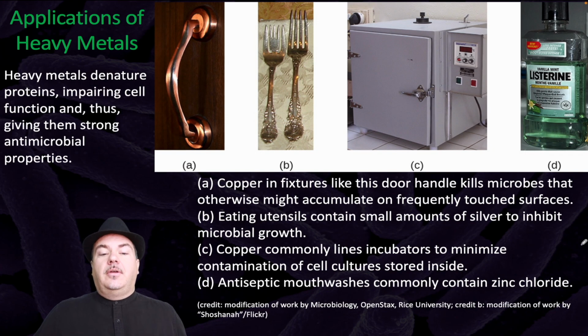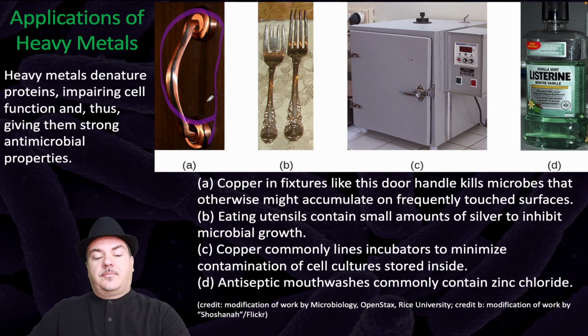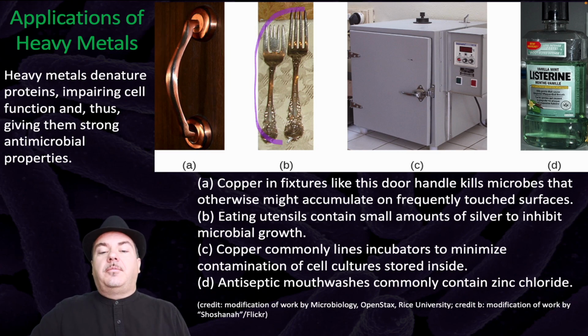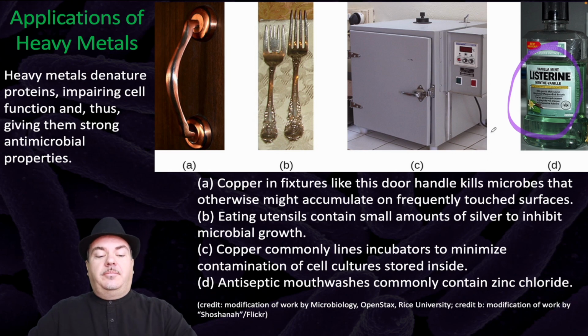So as example, we can have copper fixtures like this door handle, which can kill microbes that otherwise might accumulate on frequently touched surfaces. We can have eating utensils that contain small amounts of silver to inhibit bacterial growth. Copper often lines incubators to minimize contamination of cell culture stored inside. And antiseptic mouthwash like Listerine commonly contain zinc chloride, zinc being a heavy metal.